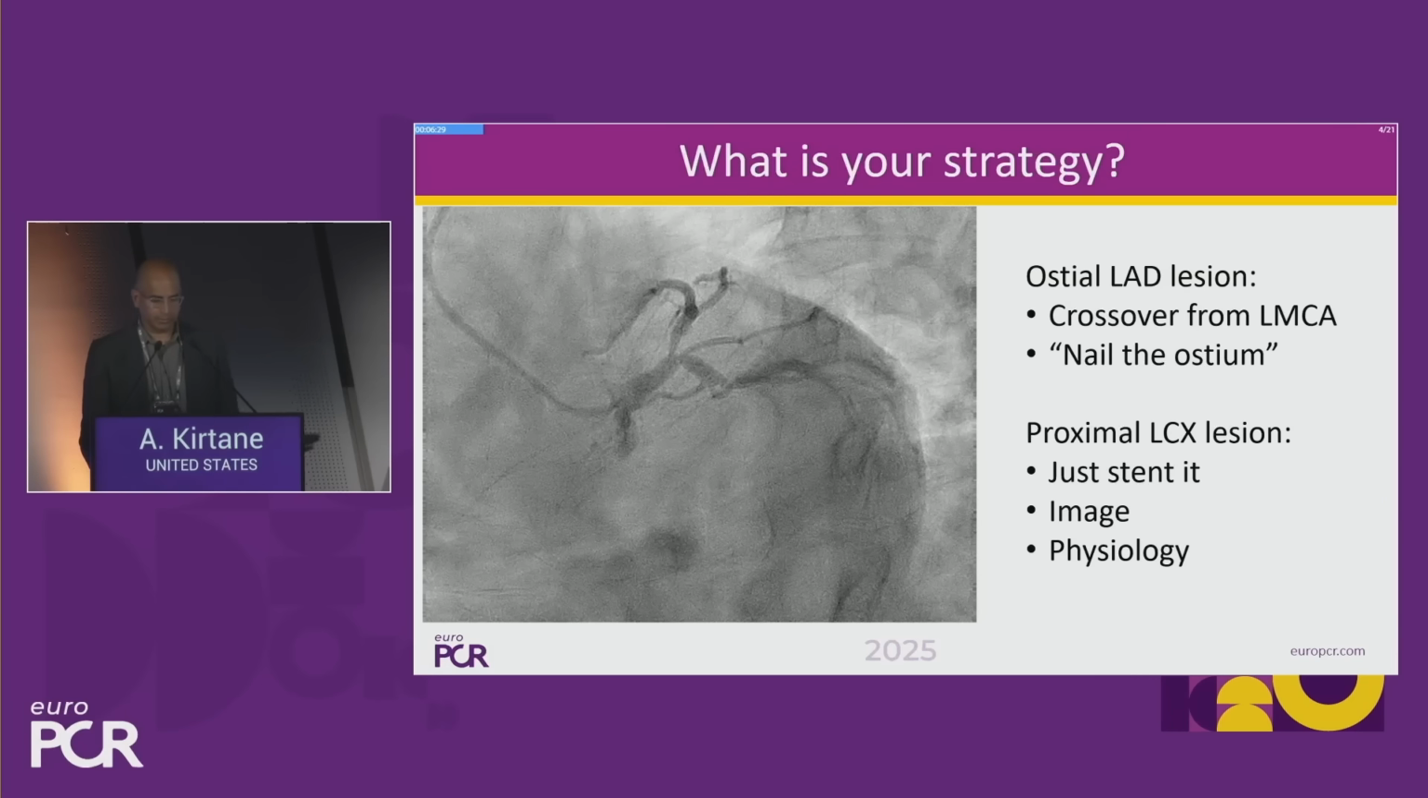And so here's what we see. We see this ostial LAD, we see this intermediate lesion in the circumflex. But first, speaking of the bifurcation, maybe a show of hands. How many of you want to cross over the circumflex and just stent from the left main into the LAD? How many of you want to precisely nail the ostium of the LAD? Nobody wants to? Oh, come on. Somebody wants to do it. Maybe you can't do it, but that's something we want to do.